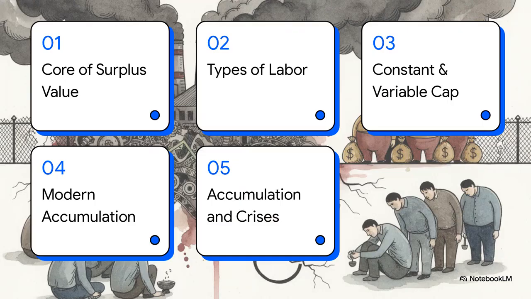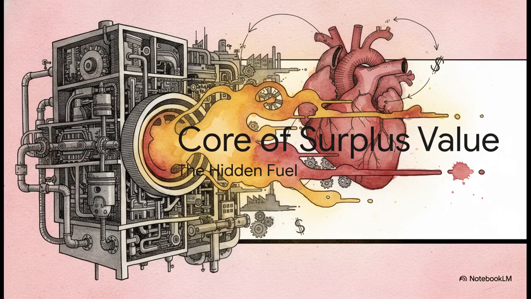So, here's our roadmap. We're taking a building block approach today, starting with the core of surplus value, moving into the types of labor, then we'll hit constant and variable capital, explore modern accumulation, and finally look at how accumulation leads to crises. All right, part one, the core of surplus value, the hidden fuel.